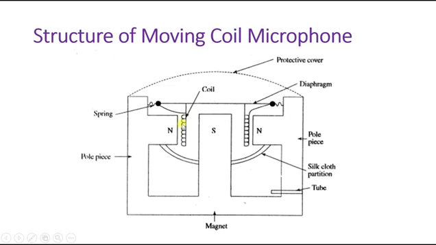And as this coil moves over here, flux will change, and as flux changes through this coil, it will generate EMF, and that generated EMF we are taking as the output of the microphone. So this is how we have the moving coil microphone structure.